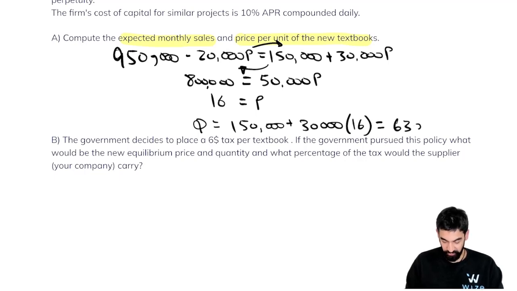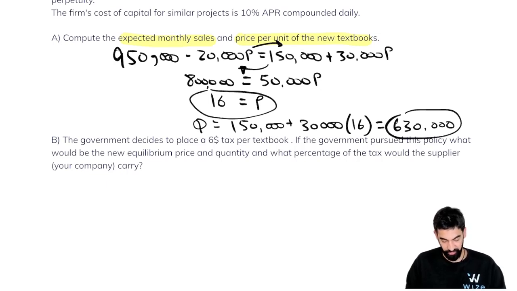Gives me 630,000. That's your 2 answers for part A. That's nice, easy marks. The monthly sales is the quantity, and the price is the P.